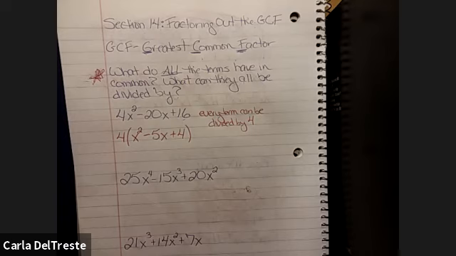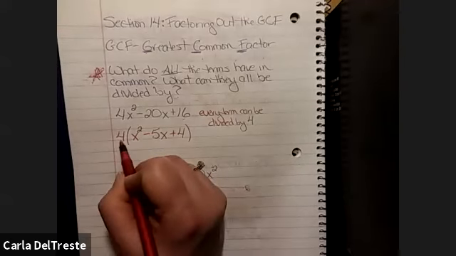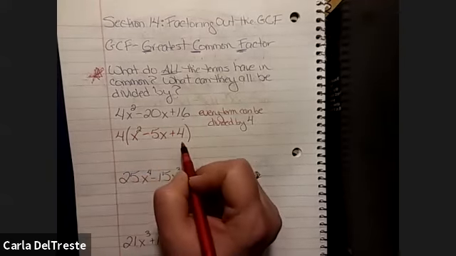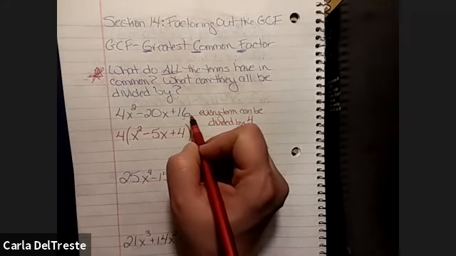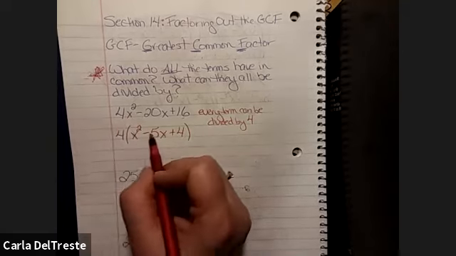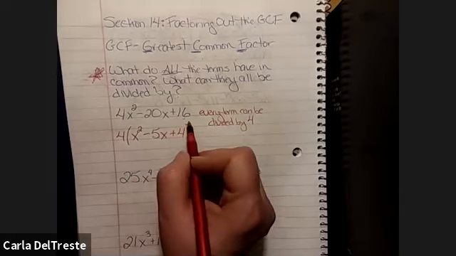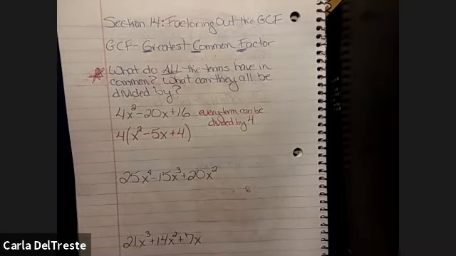Here's the good news about factoring out the GCF. These are checkable because I can redistribute the 4 and make sure that I get these terms back. 4 times x squared is 4x squared. 4 times negative 5x is negative 20x. And 4 times 4 is 16. So, quickly self-checkable.